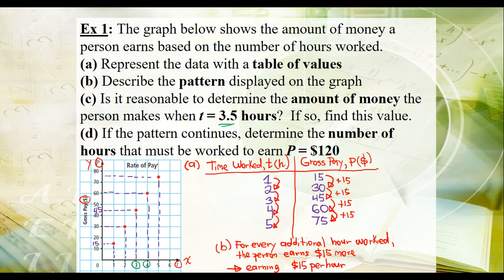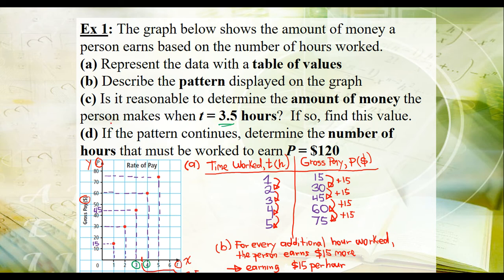Okay, now it says, is it reasonable to determine the amount of money they make for 3.5 hours? Yes. And it says, if so, figure out what this value is. Okay, so we're gonna start here on the x-axis. So at this position, that is 3.5 hours. And what we're gonna do is we're gonna use the graph to figure out how much you make for 3.5 hours of work.